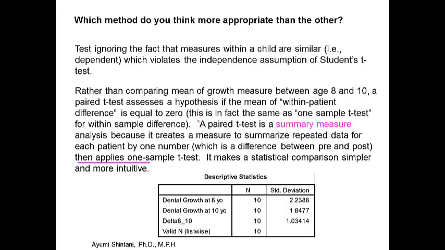So again, let me repeat. A paired t-test is a summary measures approach, because it creates a measure to summarize repeatedly measured data for each patient by one number, which is a difference between before and after, or age 8 and age 10. And then we apply a simple statistical test, which is a one sample t-test, which compares whether the within patient difference on average is 0 or not. And it makes the statistical comparison simpler and a lot more intuitive.